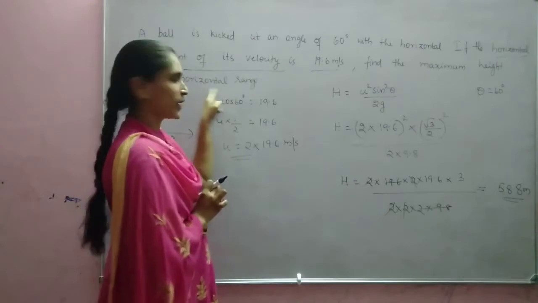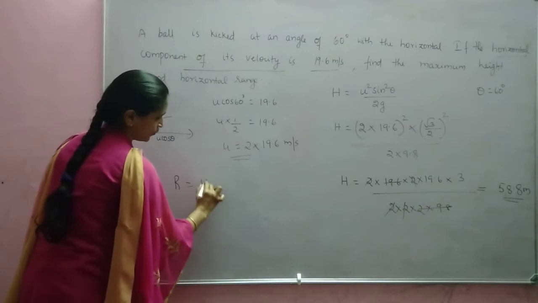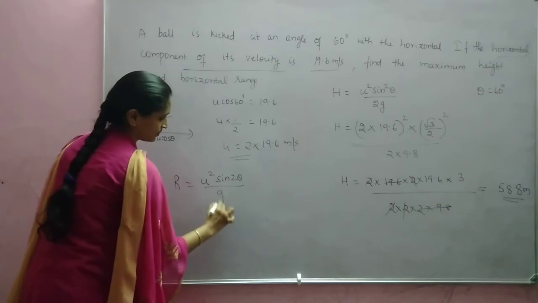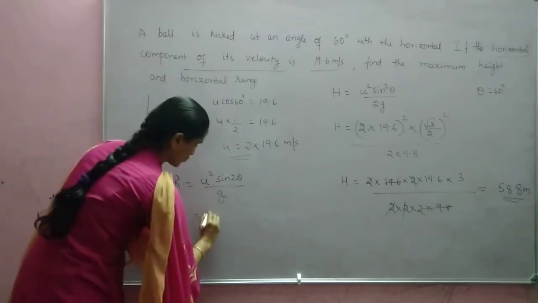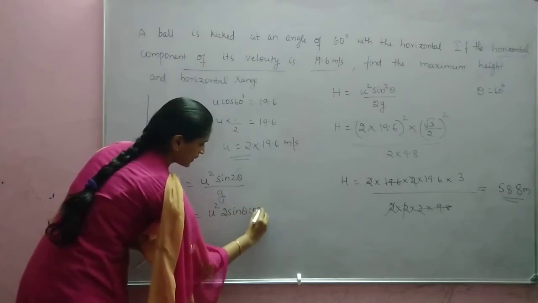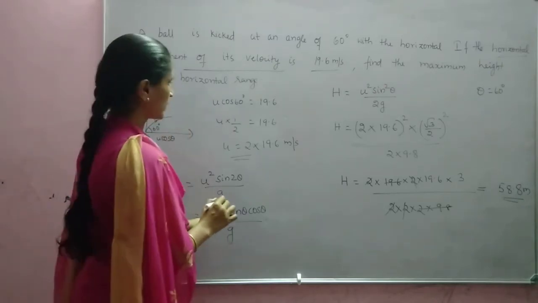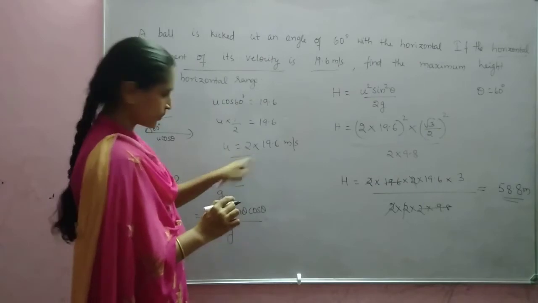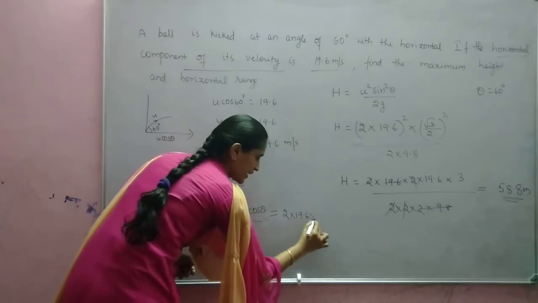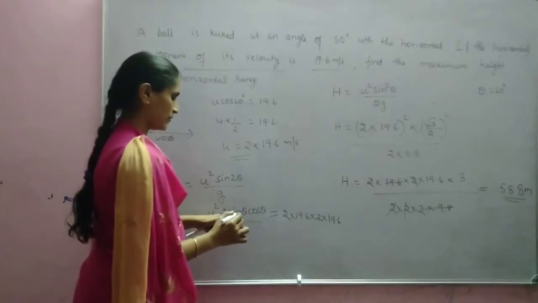Now what you have to find? You have to find the horizontal range. Horizontal range we can write as u square sin 2 theta by g, or we can write it as u square 2 sin theta cos theta divided by g. Okay. And what is the value of u? U we know is 2 into 19.6. So we can write 2 into 19.6, again 2 into 19.6. And what else is left?